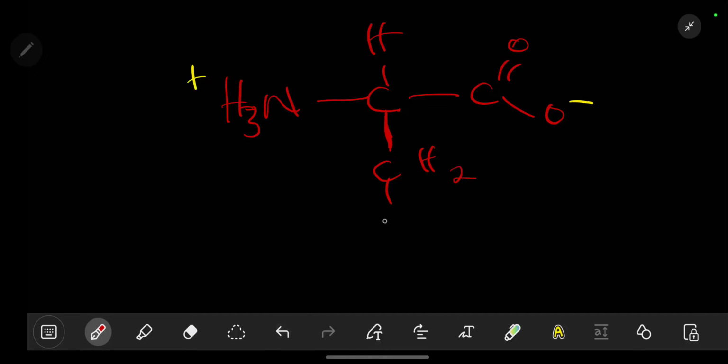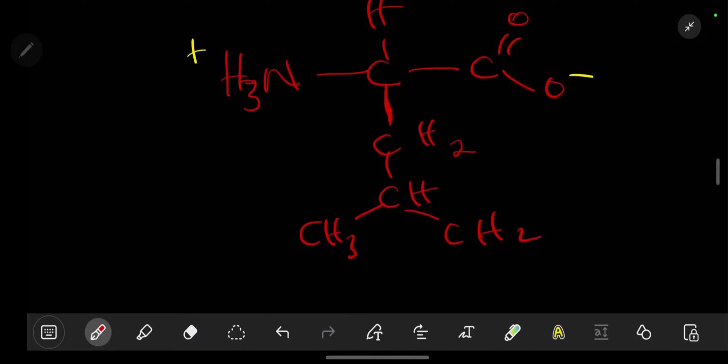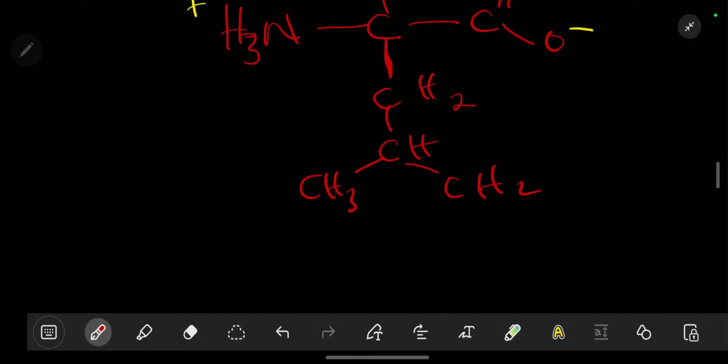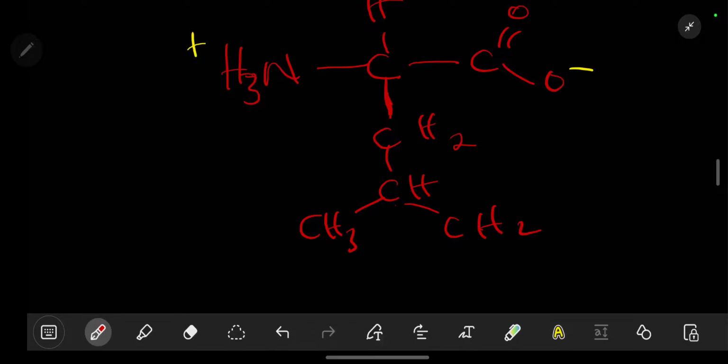As we have said, CH2, then we are going to have C, then we are going to have our 2-methyl like that. So we have H like that, so we can just write it like this. So this is what we have. So this is what we are going to call our leucine. Now it is very, very important for you to just know leucine.